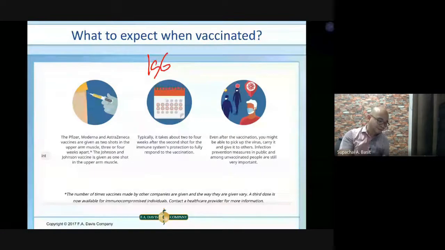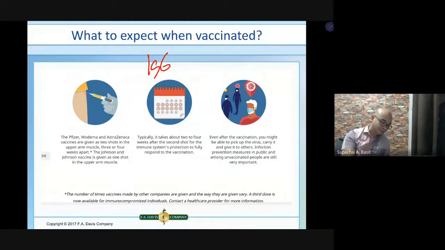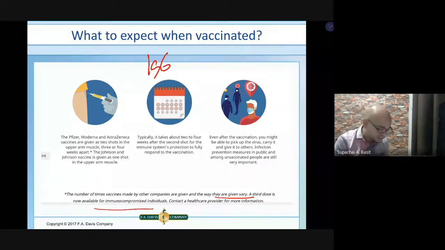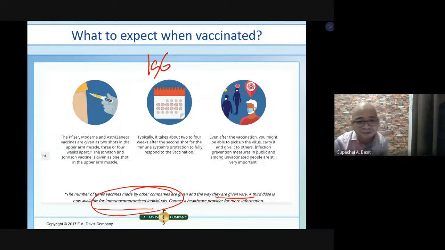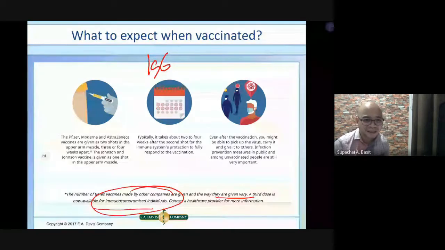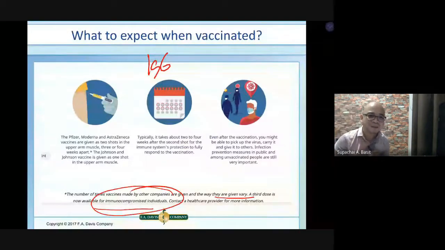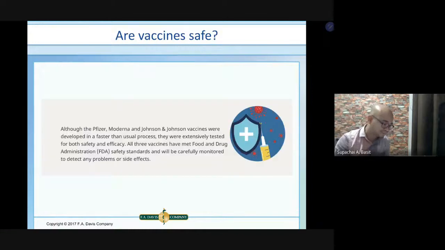So the number of times vaccines made by other companies are given and the way they are given vary. A third dose is now available for immunocompromised individuals. So ngayon, not just for immunocompromised individuals, but for all. Okay, so if you haven't received your booster, try to get one now.